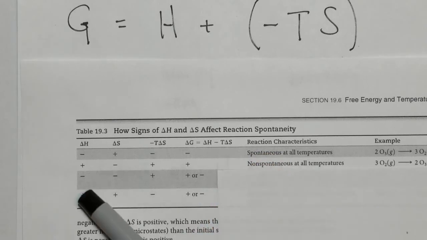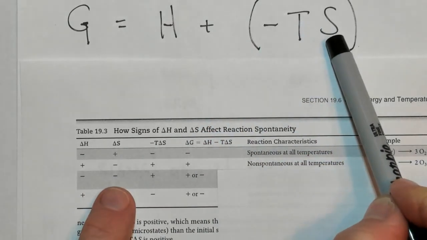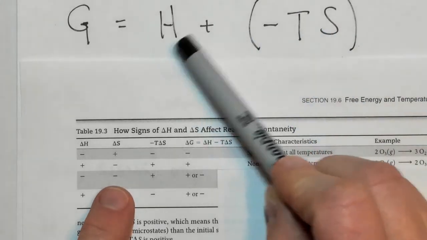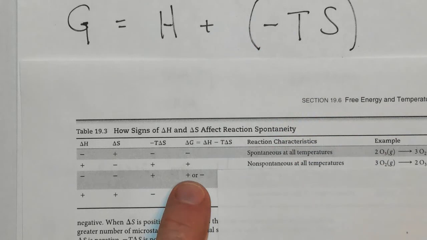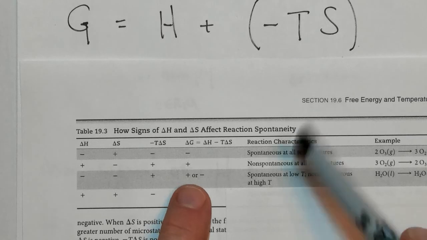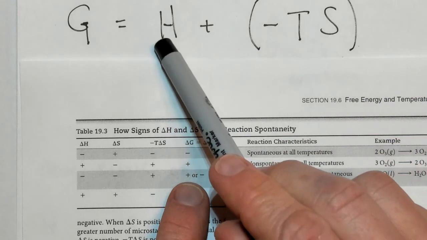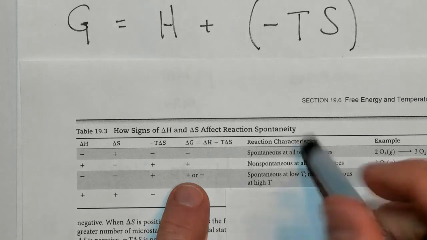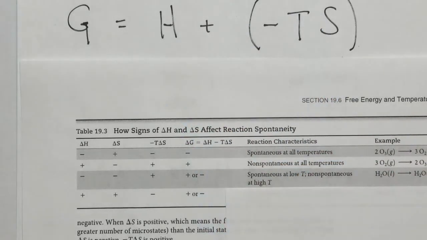The third possibility is when H is negative, it's exothermic, and S is also negative, meaning it's become more organized. That makes this parenthesized piece right here be positive. So we have a negative plus a positive value, meaning G could be positive or negative depending on temperature. This becomes spontaneous at low temperatures, making this term right here be a smaller numerical value than the negative numerical value of H. Then it would become spontaneous. It's non-spontaneous at high temperatures because this term right here becomes numerically superior to the negative H.